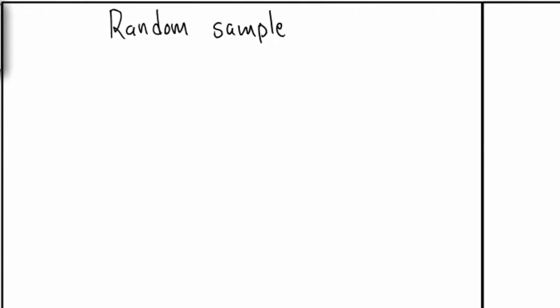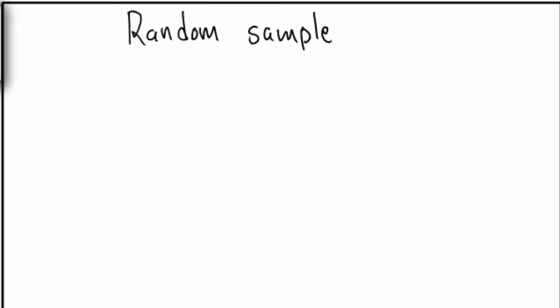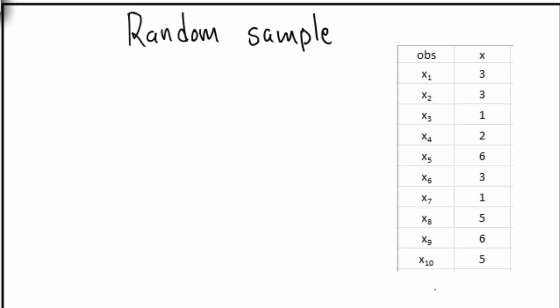So let's talk about one of the most fundamental concepts in statistics, namely that of a random sample. Broadly speaking, statistics is about data. It's about collecting, analyzing, and presenting data. So here, for example, I have some data consisting of 10 different x values, which I call x1 through x10. What we would like to do now is to better understand the process that has generated this data.